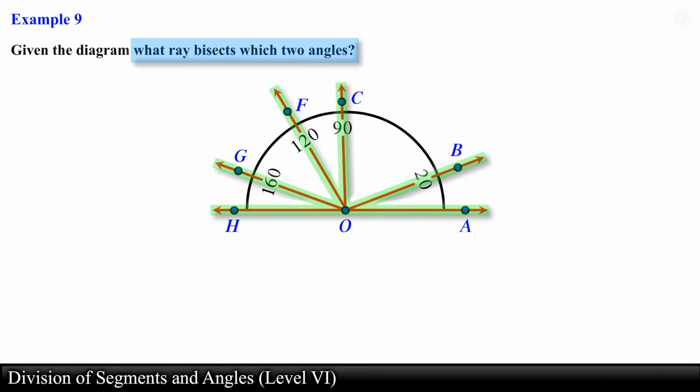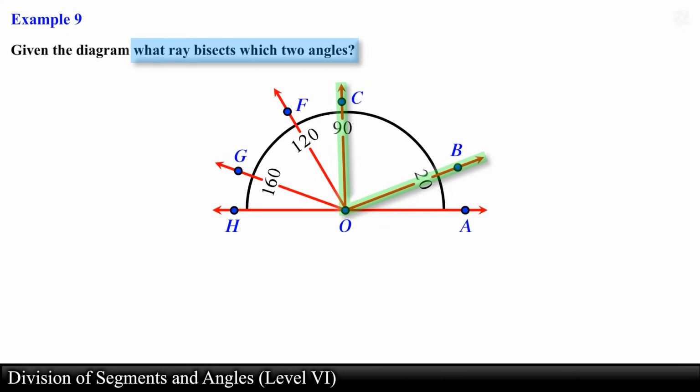To solve this problem, we need to find two angles that are congruent and share the same ray as one of its sides. Since this figure represents a protractor, we know that it measures 180 degrees. Notice that angle HOA is a straight angle and is bisected by ray OC, since it splits this straight angle into two congruent right angles.